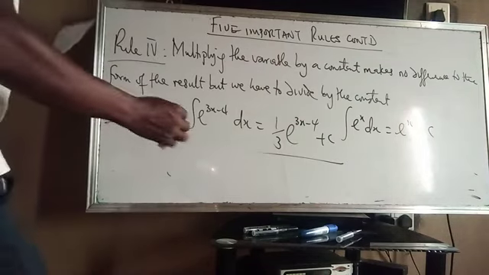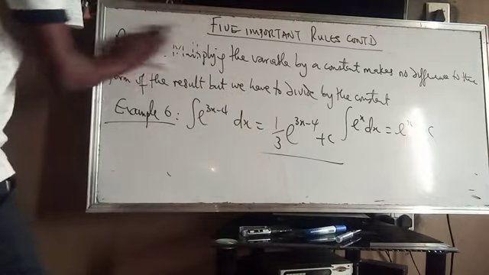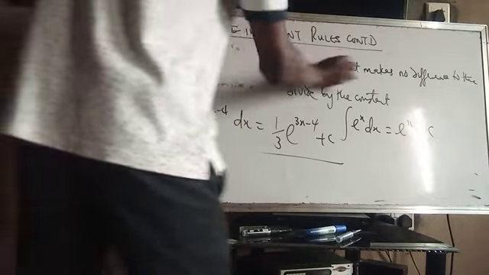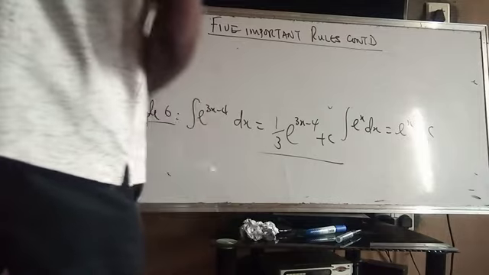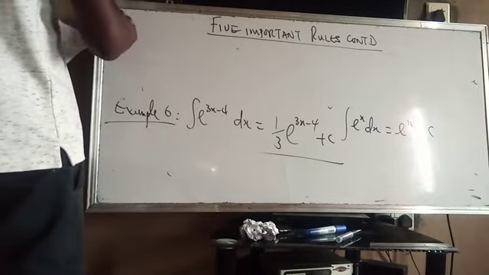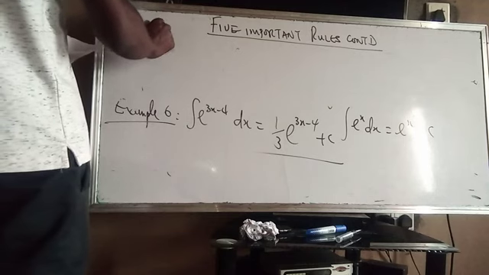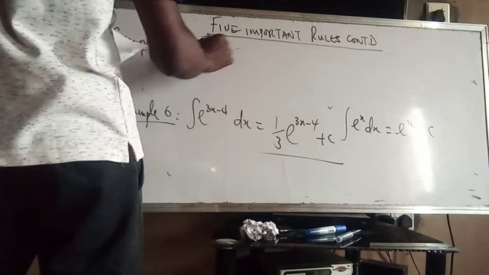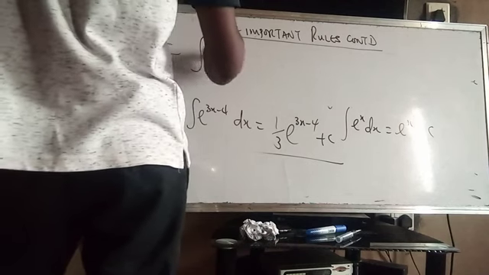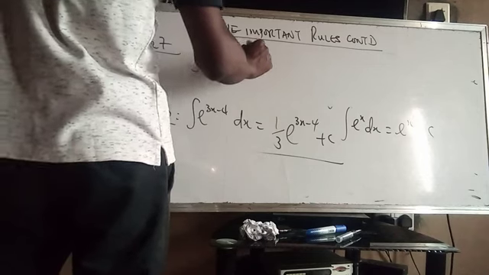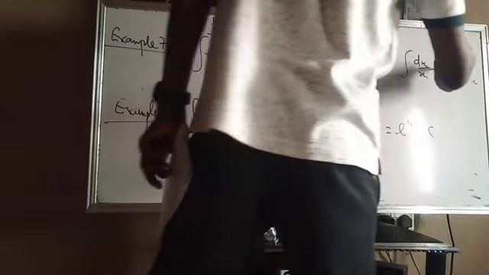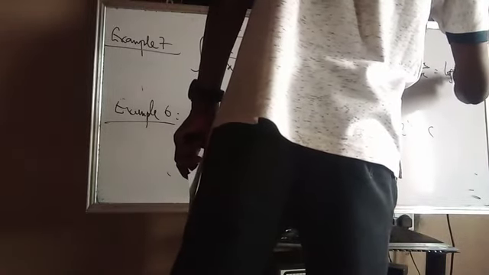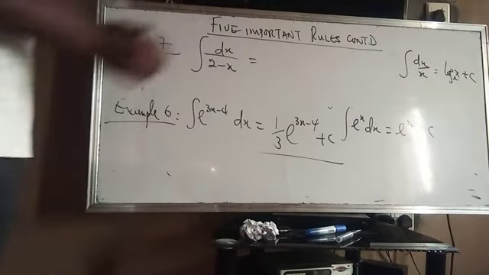Now, let's look at another example. Example 7: integrate dx all over 2 minus x. If you look at this function very well, it looks like dx all over x, which we know gives log x base e plus c. It looks like it.